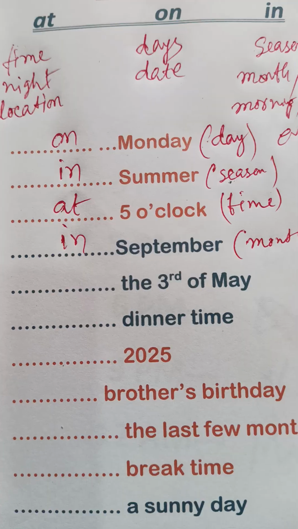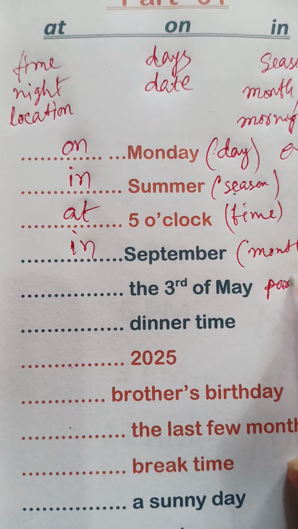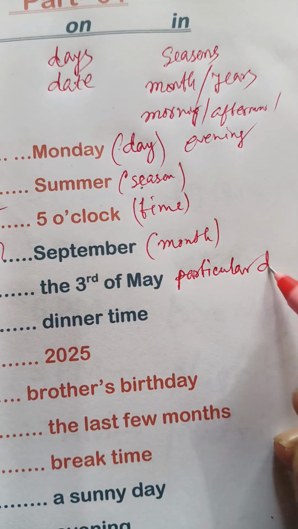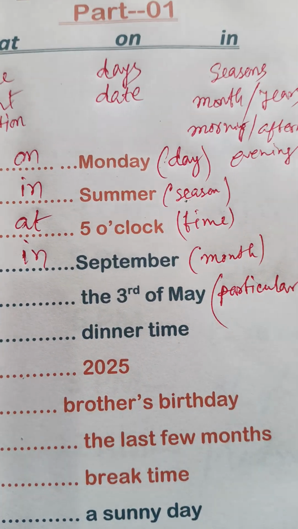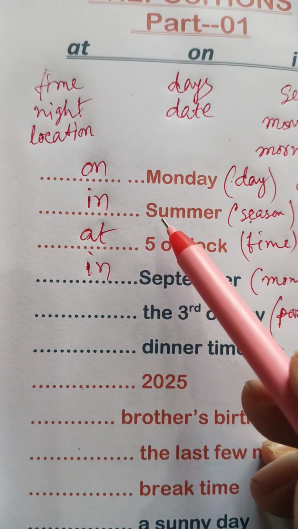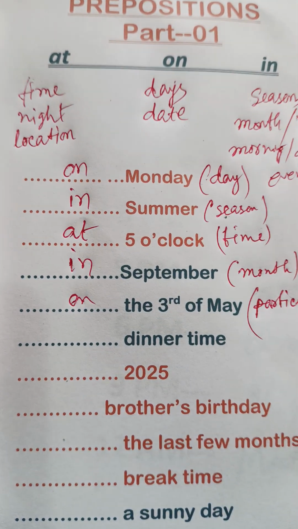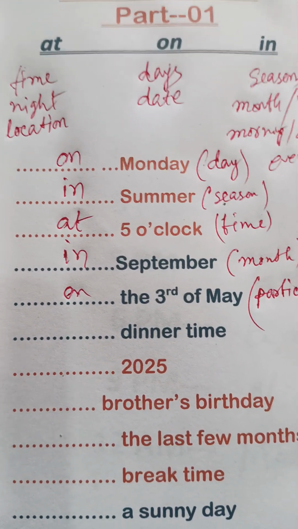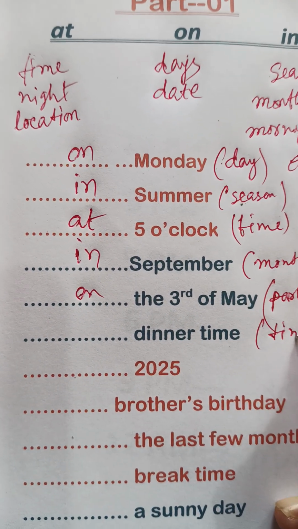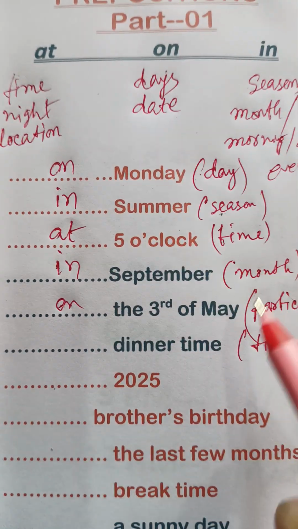The 3rd of May. The 3rd of May is a particular day, so we use on. Dinner time. Dinner time is a time, so we use at.